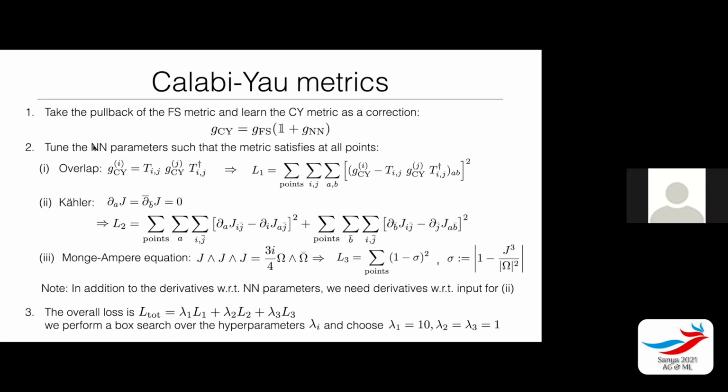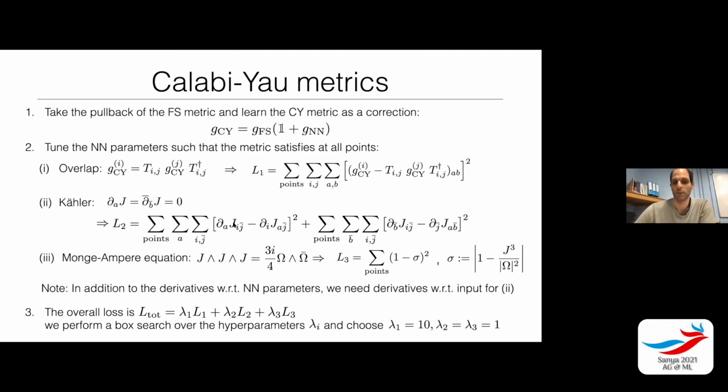So we then tune the neural network such that the metric satisfies, at all the points we feed in during training, the overlap condition, meaning that going from patch I to patch J, you have these transition functions. So this will give you a metric, a matrix, and then we compute this in different patches, and we subtract this and we sum over all the points and take the mean squared error. Then we have the Kähler condition, dJ equals 0.